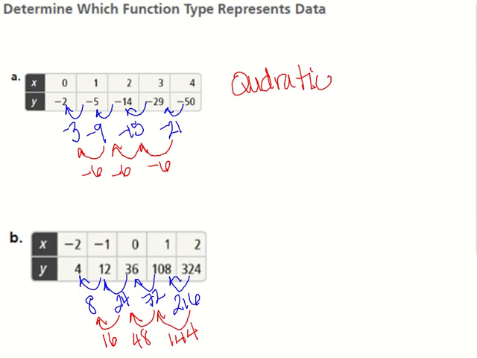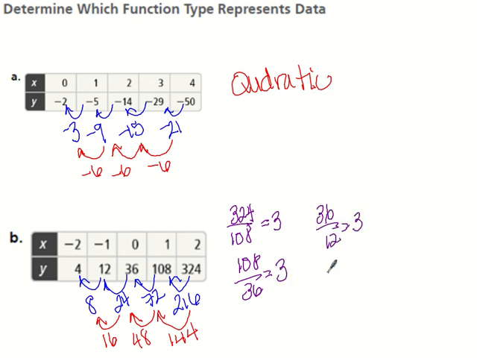So then the last thing we have to check is these ratios. So 324 over 108 gives me perfectly 3. 108 compared to 36 also gets me 3. 36 over 12 gets me 3. And 12 over 4 gets me 3. So this is exponential because this ratio worked.